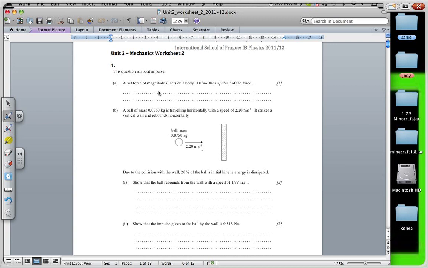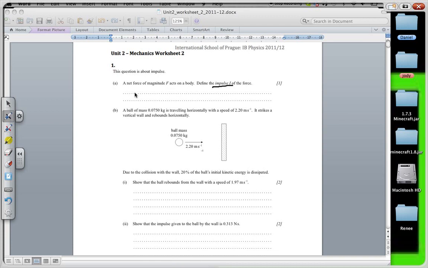So in the first one over here, it says a net force of magnitude F acts on a body. Define the impulse of the force. Now we know the impulse is defined as the force acting on times the time for which the force acts. It's also equal to the change in momentum. So it doesn't matter how you define it, as long as you define it either in terms of change in momentum or force times the time acting on a body.